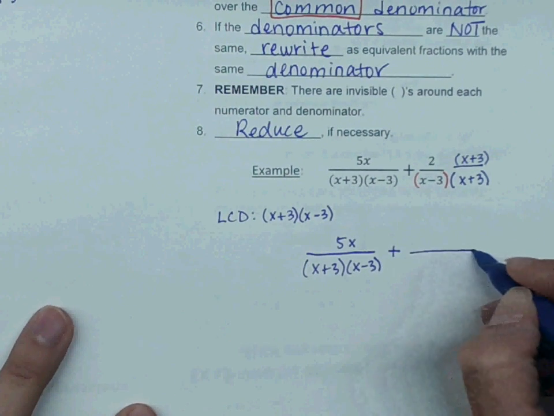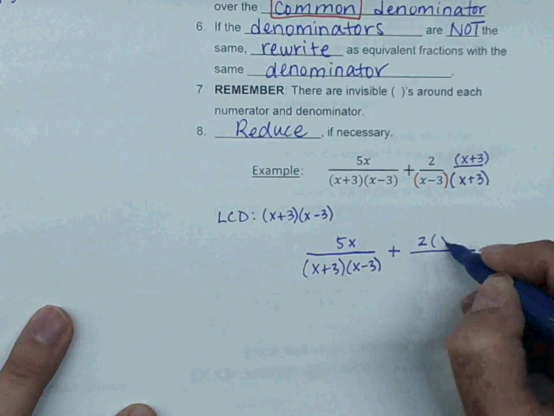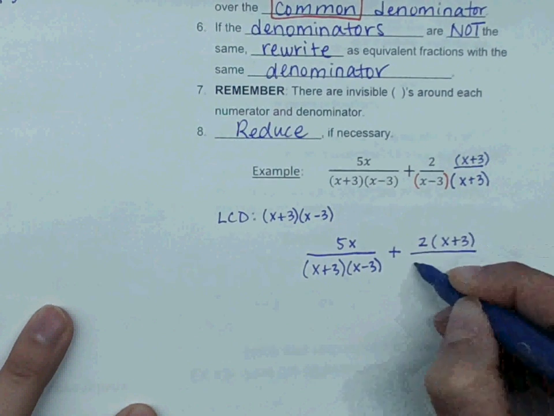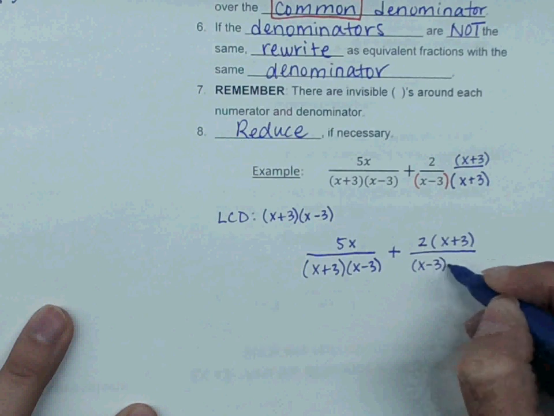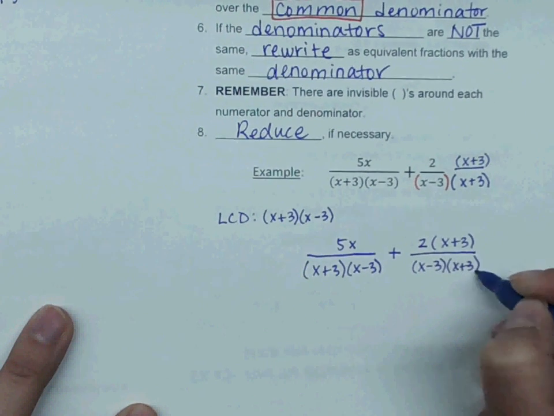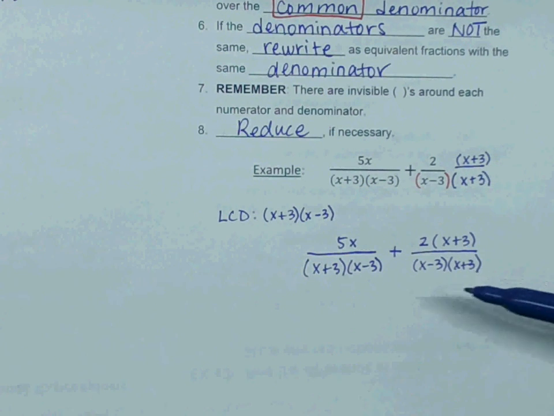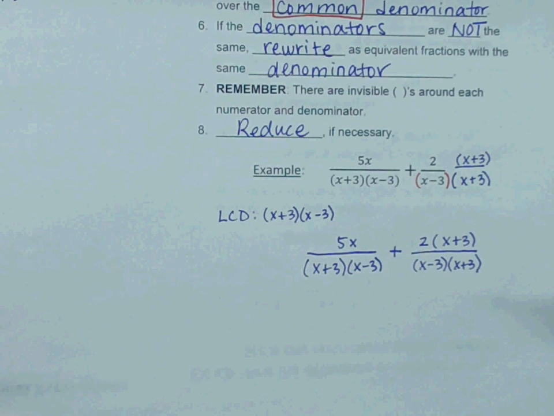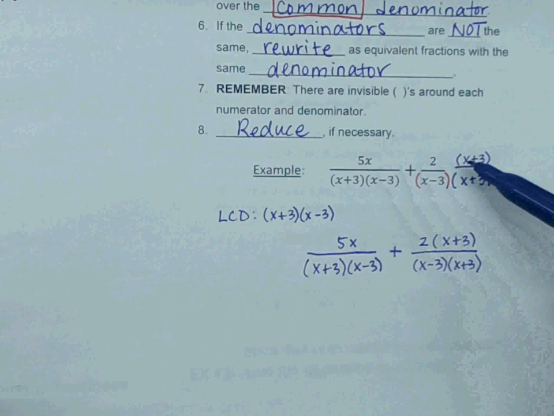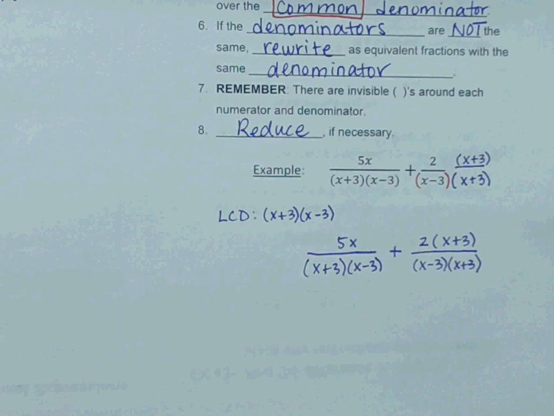So when I rewrite this, I'm going to have 2 parentheses x plus 3 over x minus 3, x plus 3. Now, it seems a little repetitive because this is exactly this. I'm just rewriting it out. You obviously don't have to. You could just leave it like this and then move on to the next step.